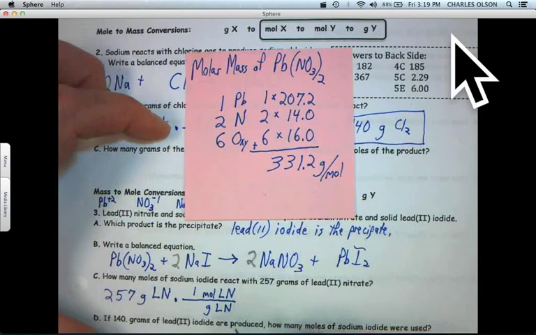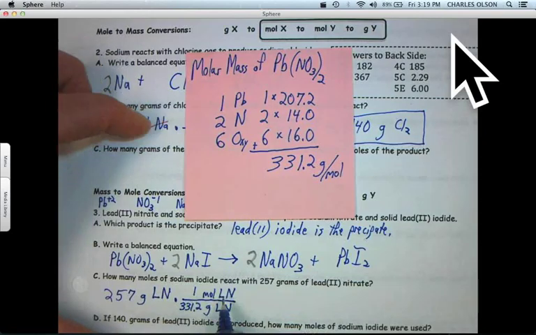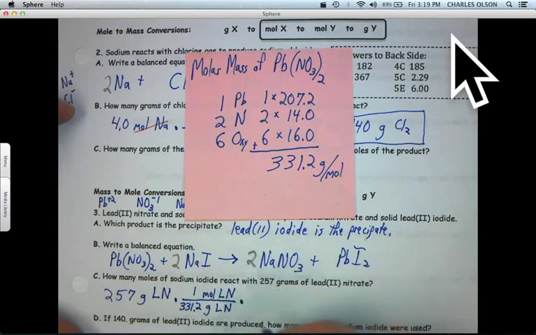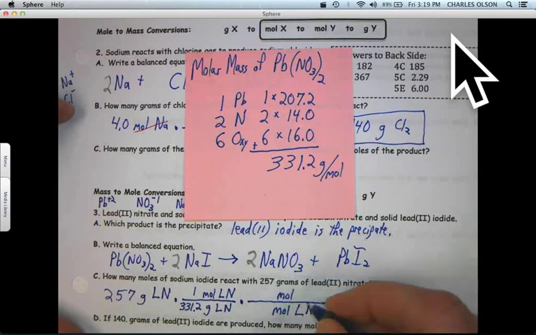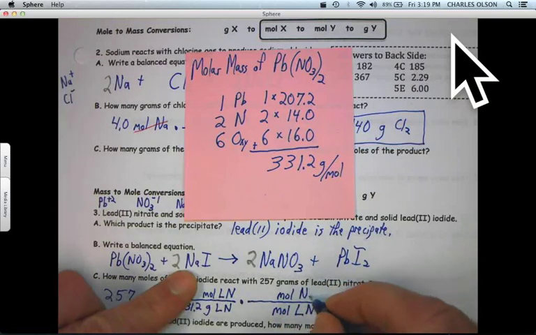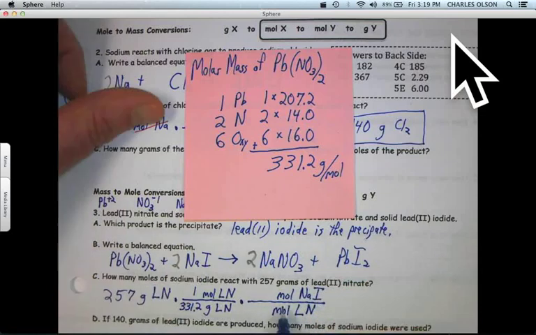All right, so that's why I put here 331.2 grams of lead nitrate per mole. All right, that's my first conversion factor. But I need another one because the question asked not for moles of lead nitrate, but for moles of sodium iodide. So I'm going to get out of moles of lead 2 nitrate into moles of sodium iodide, NaI. There we go.